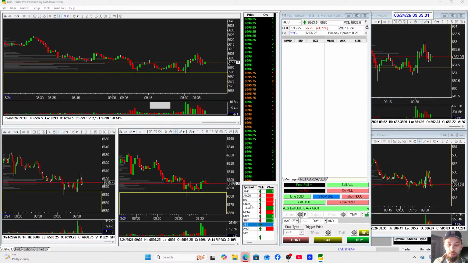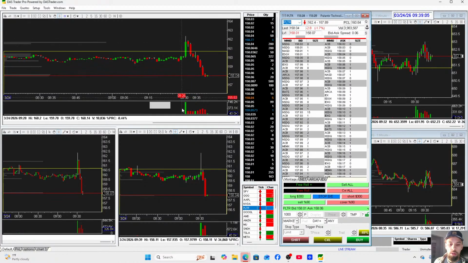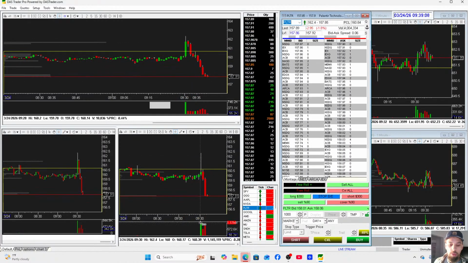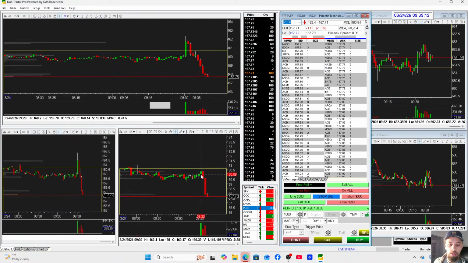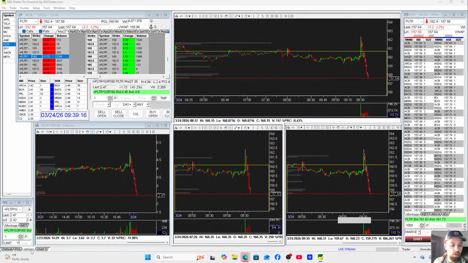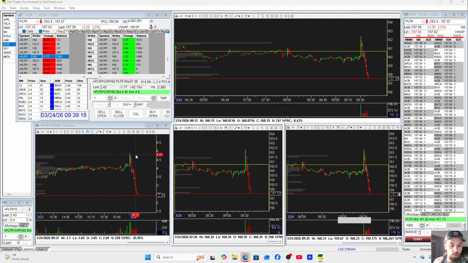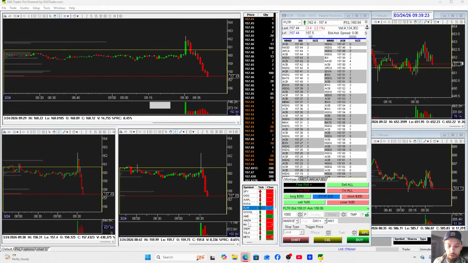And PLTR was a dump. Holy crap. That was such an easy trade. Look at all that volume. 1.1 million shares, 3-minute candle. That's a beautiful candle to just reverse it and load the boat. That would have been a good one. Good one for sure.